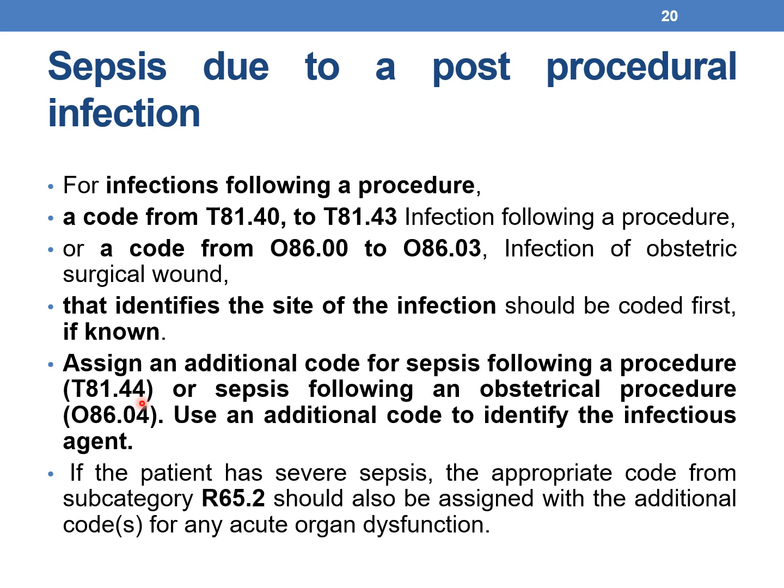T81.44 or sepsis following an obstetric procedure O86.04, and use additional codes to identify the infectious agent. If the patient has severe sepsis, the appropriate code from subcategory R65.20 should also be assigned, with additional codes for any acute organ dysfunction.